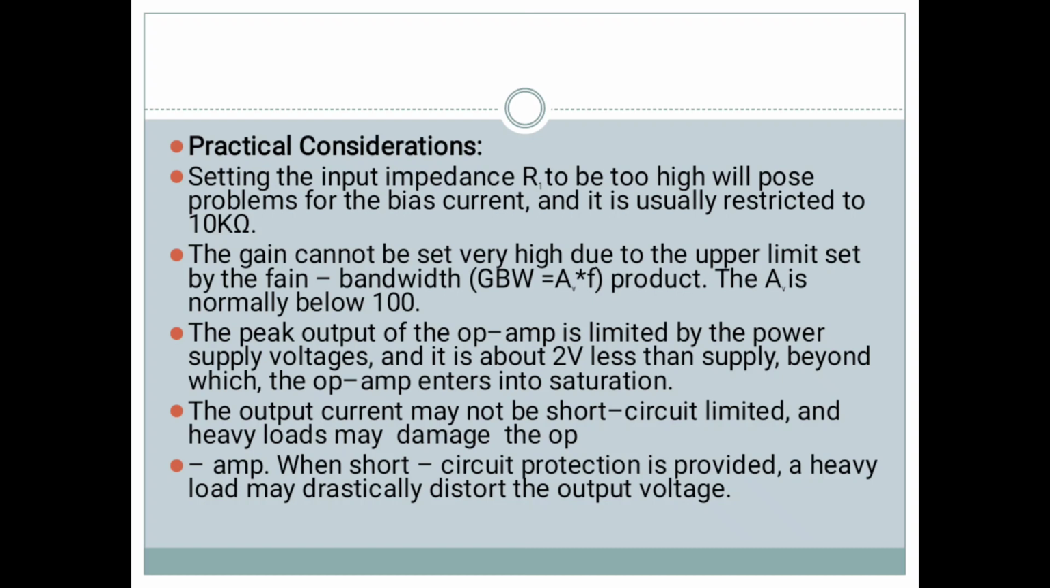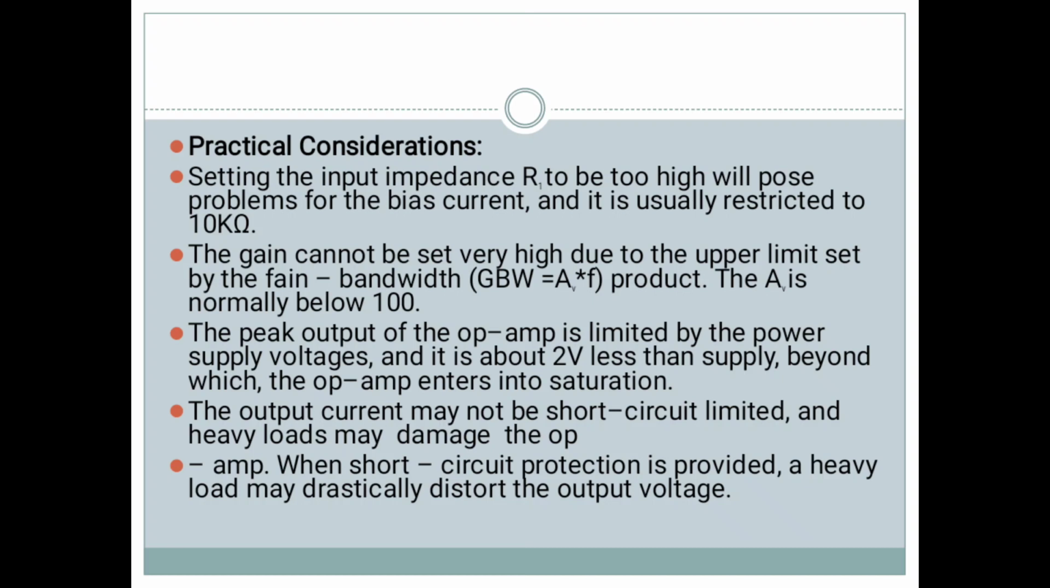Practical considerations: setting the input impedance to be high will cause problems of bias. It is usually restricted to 10 kilo ohm. The gain cannot be set very high due to the upper limit set by the gain bandwidth product. The AV is normally below 100.